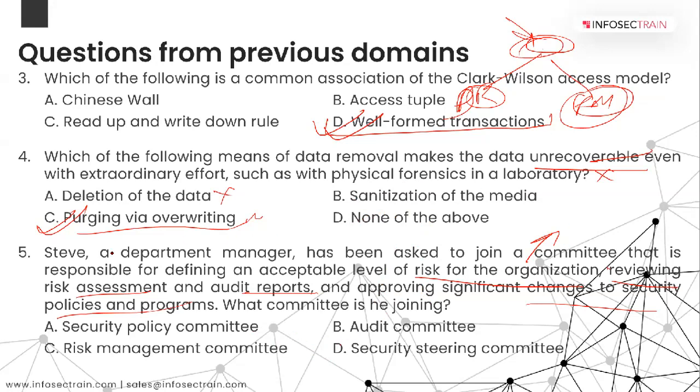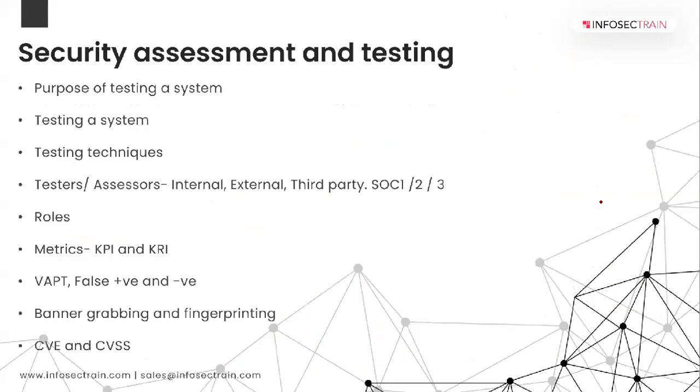So this guy, Steve, is joining an oversight kind of committee, which is mostly this, because the audit committee is specific to audit, the security policy committee is specific to drafting policies and modification of it. The risk management committee is specific to your risk assessment, your acceptable level of risk, etc. But he's doing just too many things. So the security steering committee seems like the correct option. That is the correct option here. Okay, coming to the agenda of today.